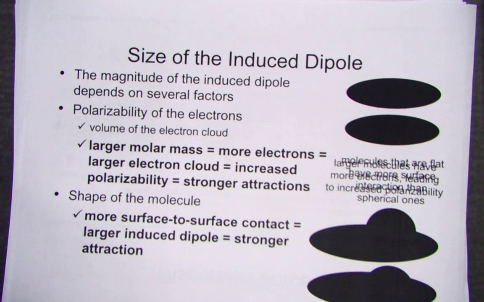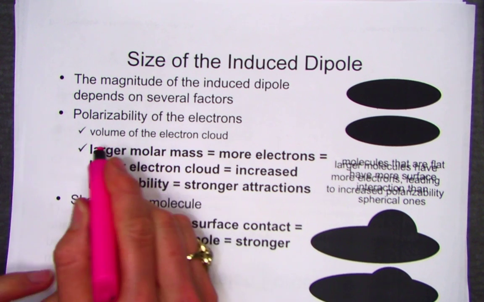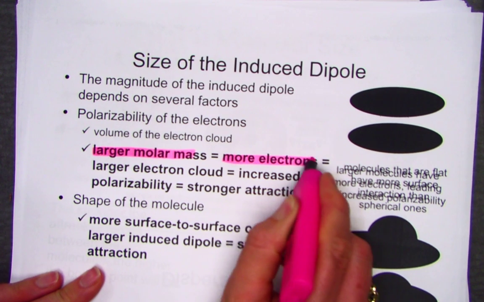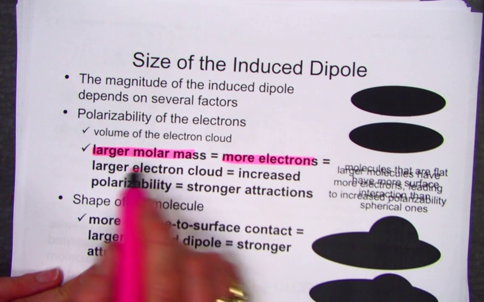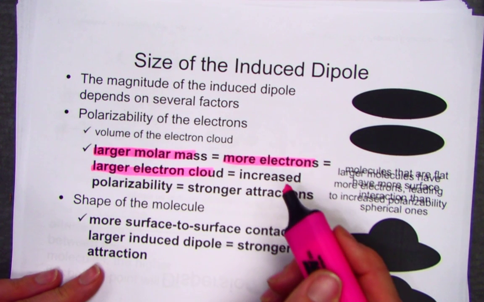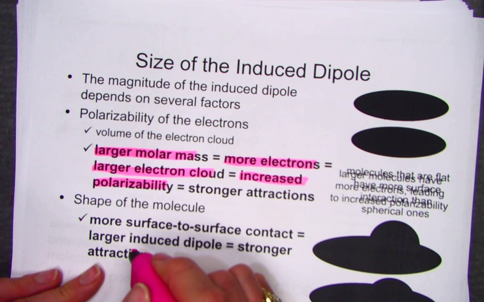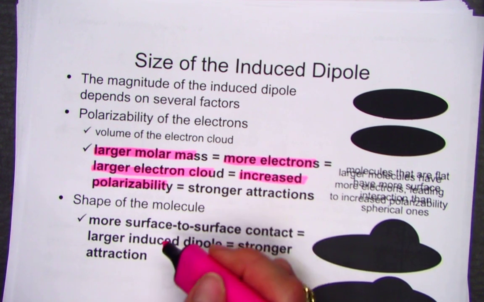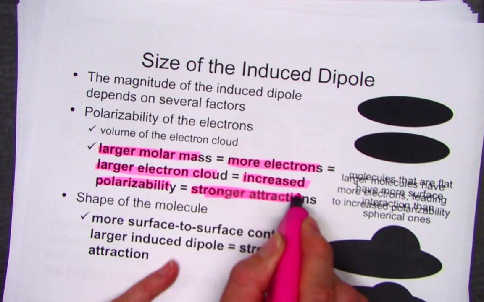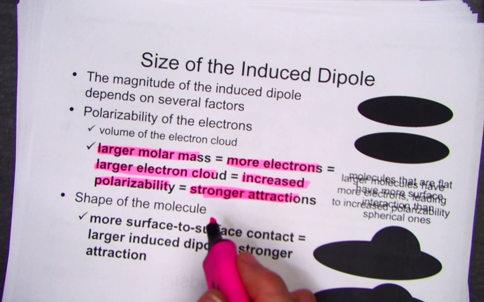The magnitude of the induced dipole depends upon several factors. Polarizability of the electrons, which is really talking about the volume of the electron cloud. The larger the molar mass, the more electrons that atom has, the bigger the atom. The larger the electron cloud becomes, the more we can induce a dipole. Increased polarizability just means an induced dipole equals stronger attractions. Bigger atoms, heavier atoms, stronger dipole inducement.